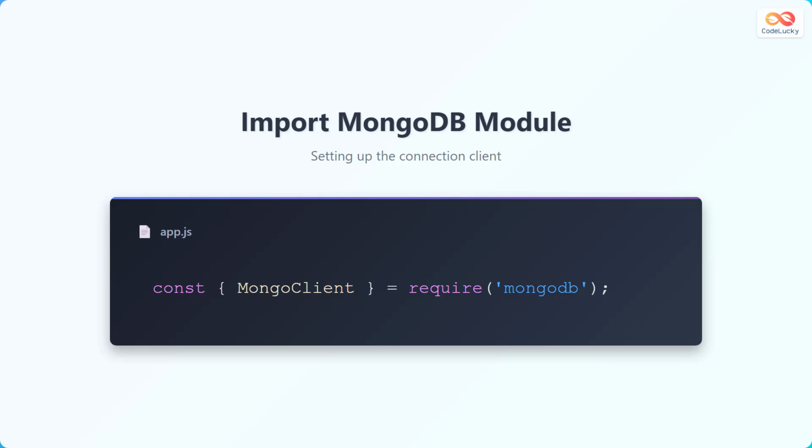With the MongoDB driver installed, the next step is to import the MongoDB module into your Node.js application. Open your app.js, or the main JavaScript file of your project. At the top of the file, add the following line of code: const { MongoClient } = require('mongodb'); This line imports the MongoClient class from the MongoDB module, which we will use to connect to our database.